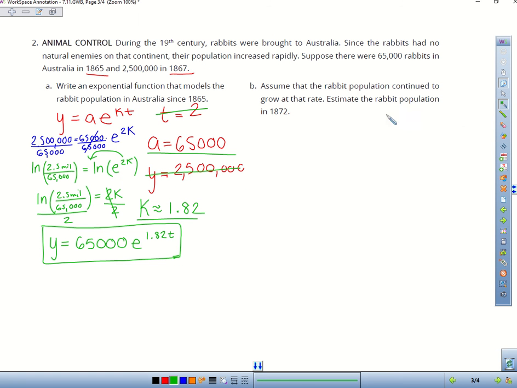So it says, assume the rabbit population to continue to grow at that rate. Estimate the rabbit population in 1872. So if we think of when this formula is based off of, the year 1865, how many years have passed since 1865 to get to 1872? 7 years, right? So you always use whatever the original time is, and then how many years have passed. Okay. So our formula is this one. We're going to use this formula. And I'm going to plug in 7 in for t.